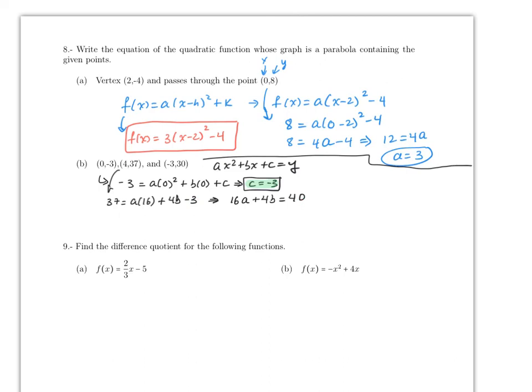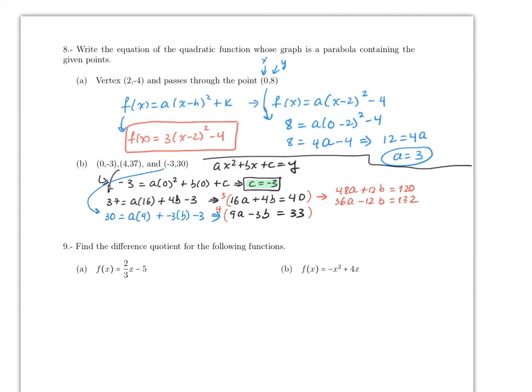Then for the last point, if you plug that in here, you'll get 30 equals a times 9, plus minus 3 times b minus 3. So this will give you the following equation: 9a minus 3b equals 33. So now I have to solve this system of equations, and I will solve for a, but b is going to be the same thing. If you multiply this by 3, this by 4, you'll end up with 48a plus 12b equals 120. This will give you 36a minus 12b, this should be b, not a, equals 132.